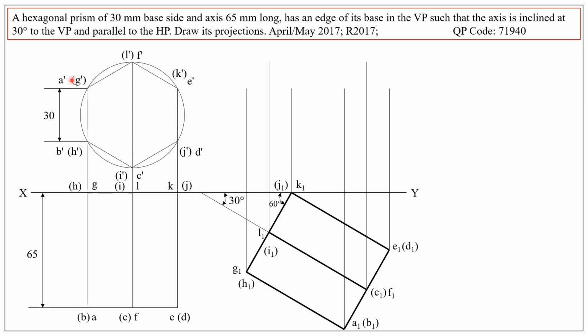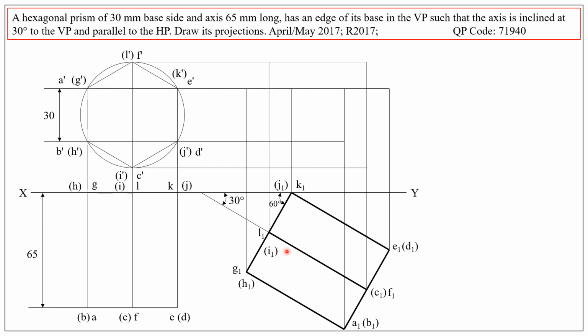Now from the assumed front view, draw horizontal projectors from each and every corner point. So from A we have drawn B, C, D, E, F.